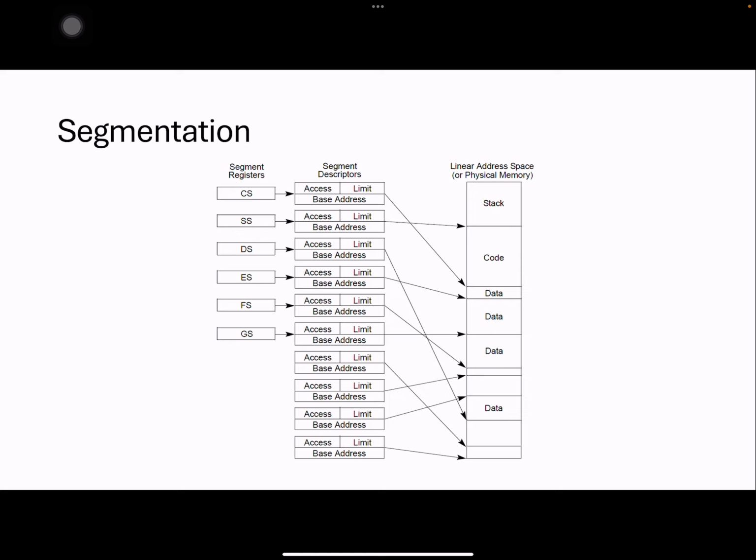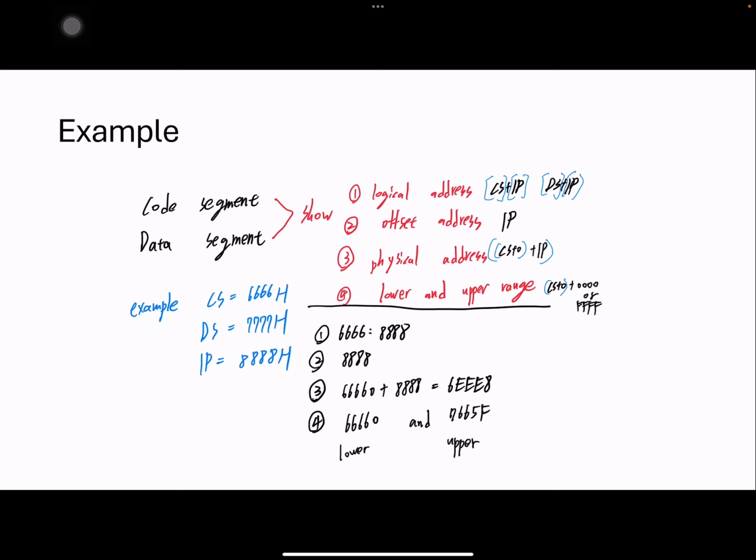And segmentation is like we have different segment registers like CS, SS, DS, and we have to put all the segments into physical memory. But how do we know the address we have to put all the segment registers in? So we have 3 types of address. The first one is physical address, and then offset address and logical address. How do we know where to put the code segment?